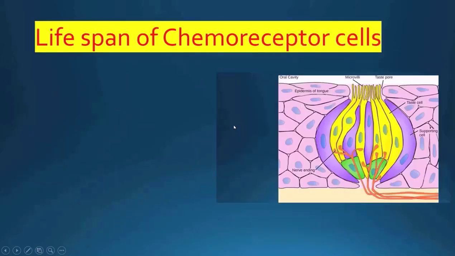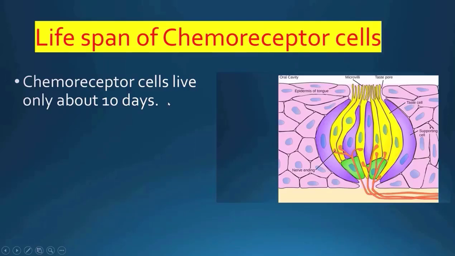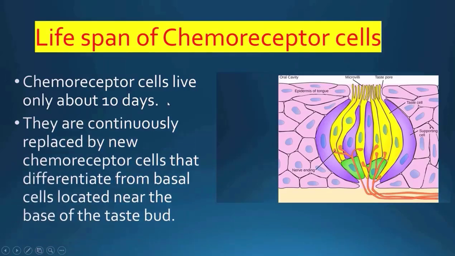Lifespan of chemoreceptor cells. Chemoreceptor cells live only about 10 days. They are continually replaced by new chemoreceptor cells that differentiate from the basal cells located near the base of the taste bud. These are the basal cells, and these chemoreceptor cells are differentiated basal cells.